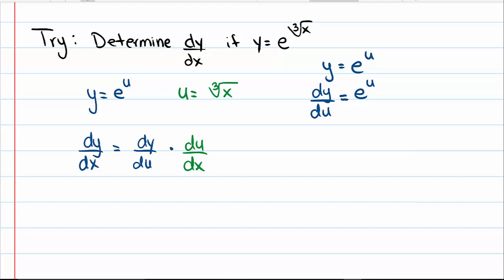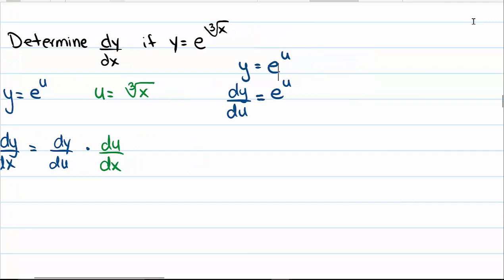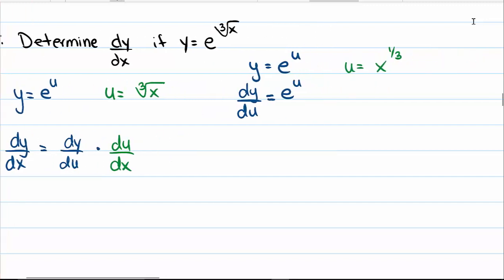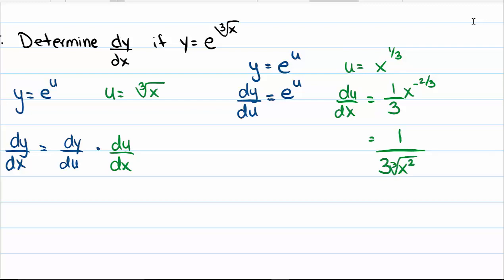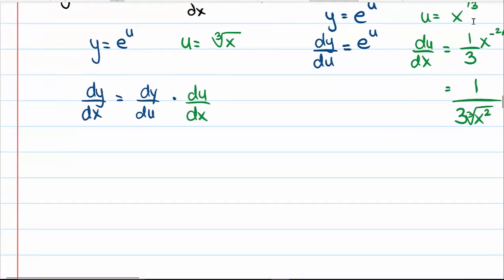So if I were to take the derivative of this function, u equals the cube root of x. I'm going to write it as power notation instead. Then du dx is simply 1/3 x to the negative 2/3, which is to say 1 over 3 times the cube root of x squared. Now we just plug in everything.